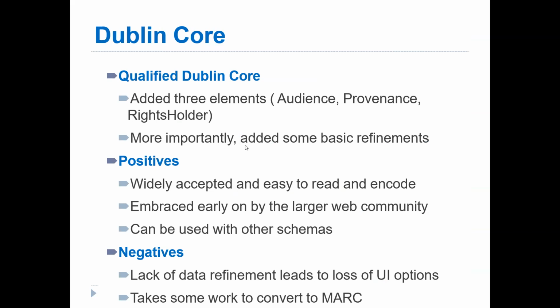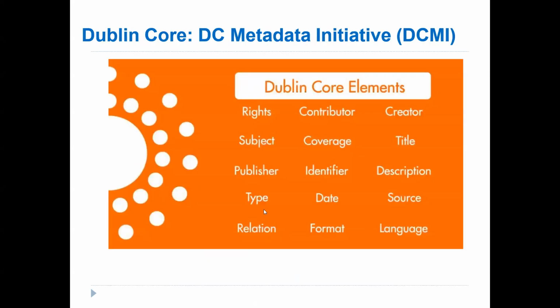There is a qualified Dublin Core set that added 3 elements beyond the original set. So it added audience, provenance, and rights holder. And it also added some additional basic refinements. Since that qualified Dublin Core set came out, the whole Dublin Core has been turned into classes and properties, which we talked a little bit more about, how classes group properties together and things like that. We talked a little bit about that in the vocabulary terminology section.